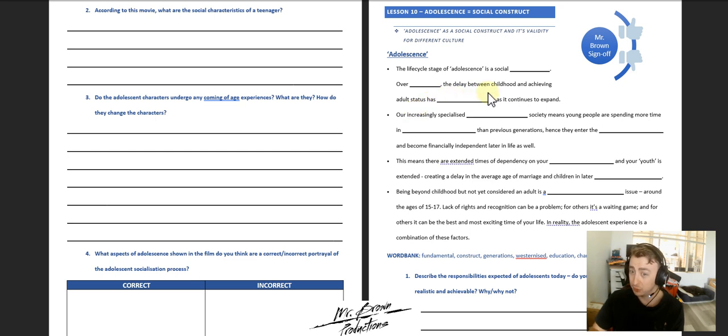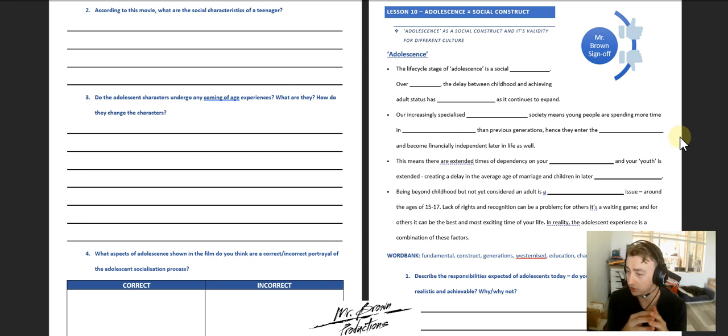So over time, the delay between childhood and achieving social status has changed as it continues to expand. Why it's expanded is because our increasingly specialized, westernized society means that young people are spending more time in education than in previous generations. Hence, they enter the workforce and become financially independent later in life. So it used to be the case in the 40s and prior, ask your grandparents this, you would drop out of school at a very young age, you would hit the workforce, and you were considered an adult now. Not in the sense that you're 18 and legally an adult, but people started treating you like an adult in a lot of ways.